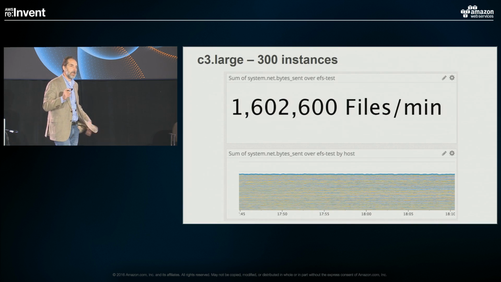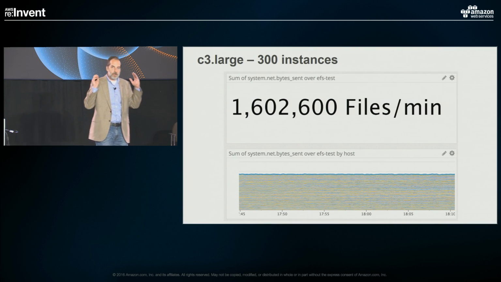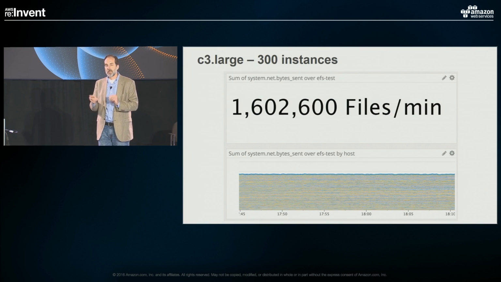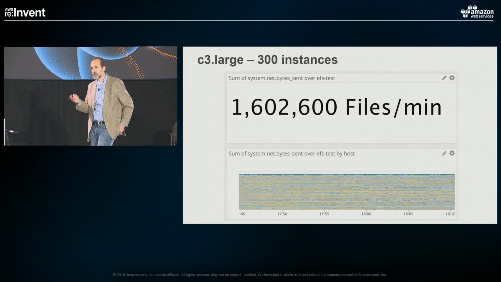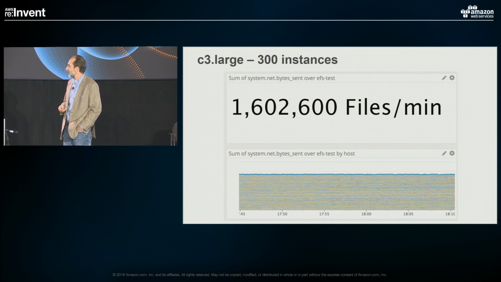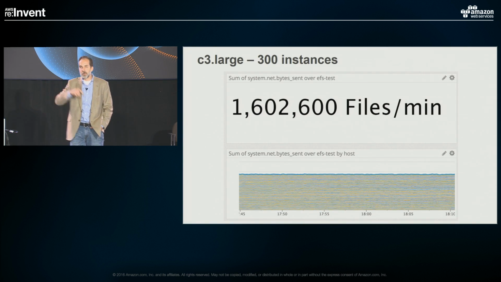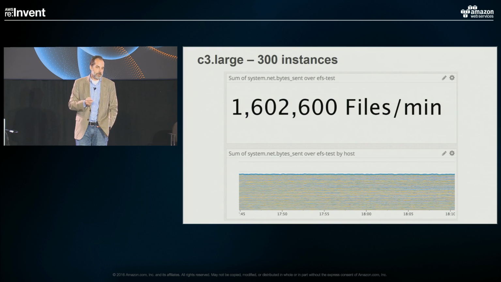So that's a lot. That is parallelism with the optimal instance type, the optimal number of threads, and the correct number of EC2 instances for our workload. And you can see it's very consistent for all of those EC2 instances.